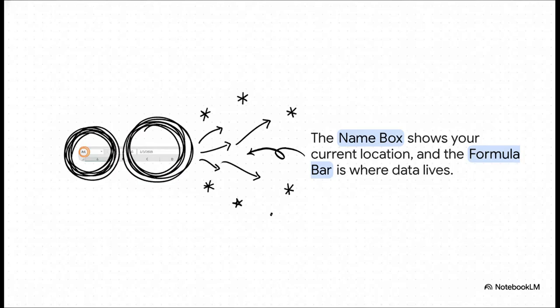And luckily, Excel helps you keep track of where you are. See that little box on the left? That's the name box. It always shows you the address of the cell you've currently selected. And right next to it is the formula bar. Think of that as your command center. It's where you'll see and edit whatever is actually inside that cell.